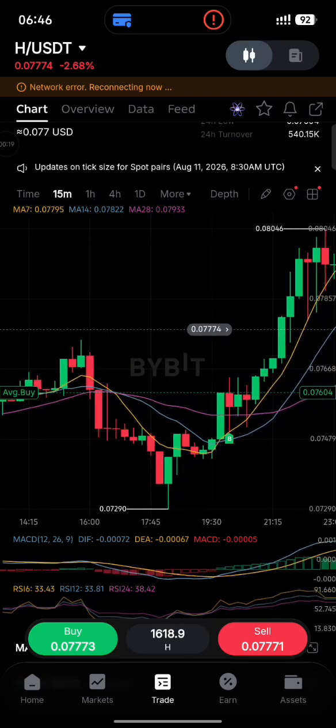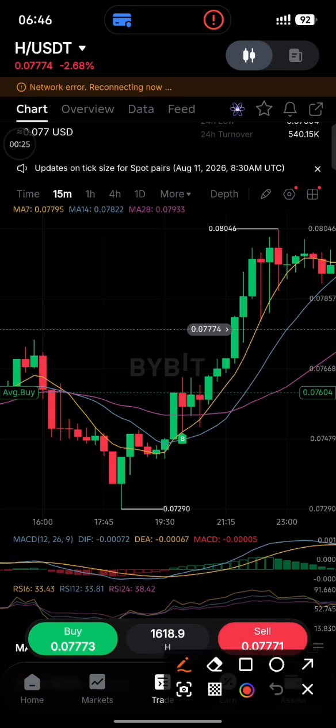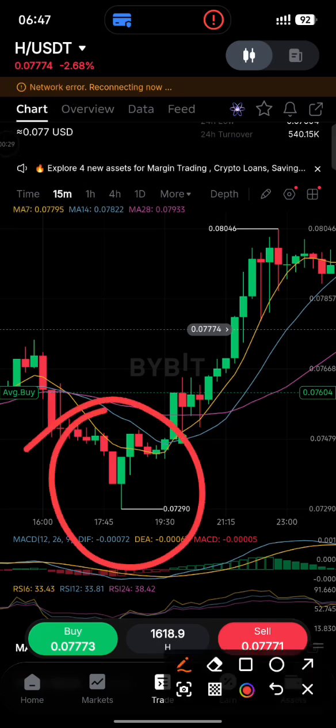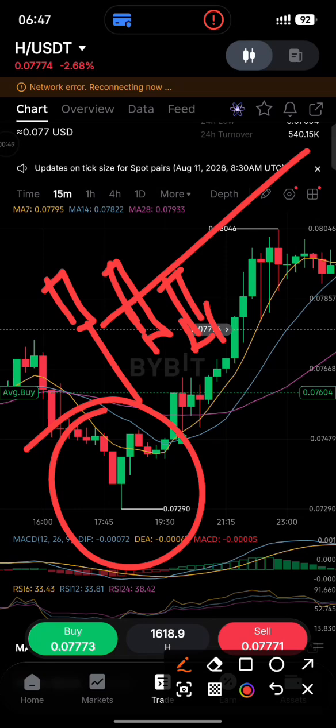Alright, so you must always look for something like this, a space like this. Let's say that each time you see a hammer, a head with a long tail, or each time you see something we call piercing. Piercing means a long red candle, then a green candle pops up beneath it and rises above 50% of the previous red candle. I'll drop those candlestick explanations so that you'll be able to understand how they really work.